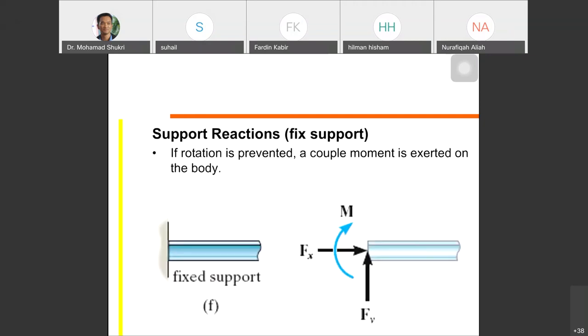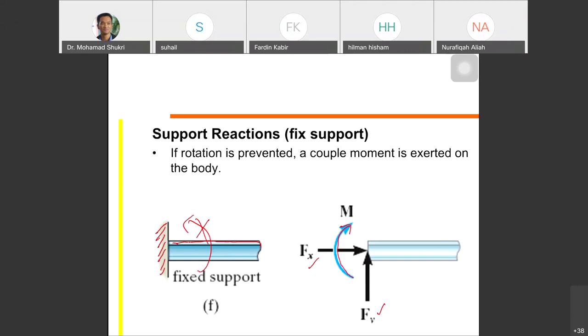Alright. So support number three, the famous one, is fixed support. Fixed support is like you are embedding a bar inside a wall. So you have this wall, and you bury the wood or iron bar into the wall. So it cannot move to the left, it cannot move to the right, upwards it cannot, downwards also cannot. You cannot rotate this bar either. So you put all the forces in this support. It cannot move to the left, you put this one. It cannot move upwards, you put this one. It cannot rotate, so you put this moment.